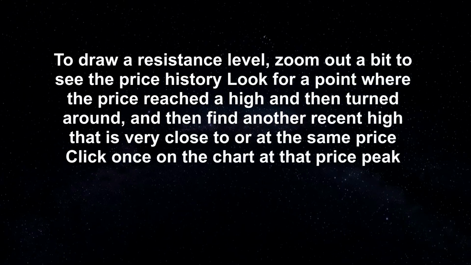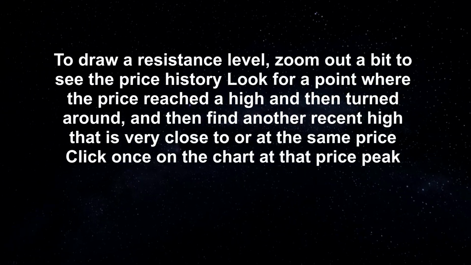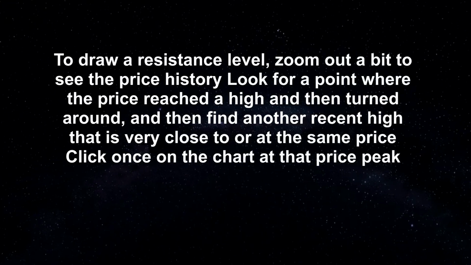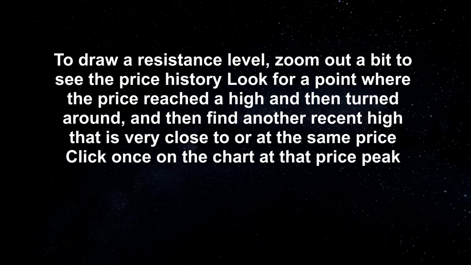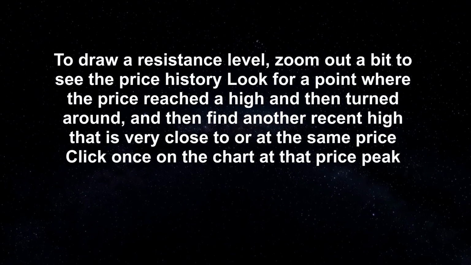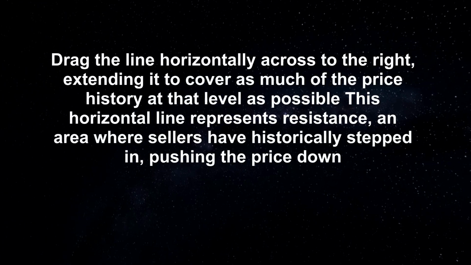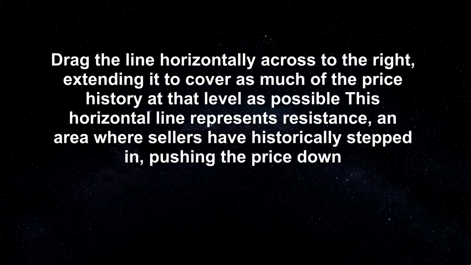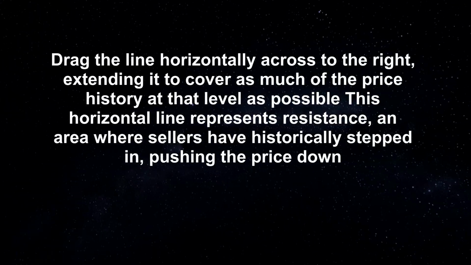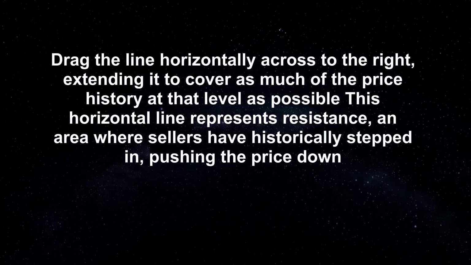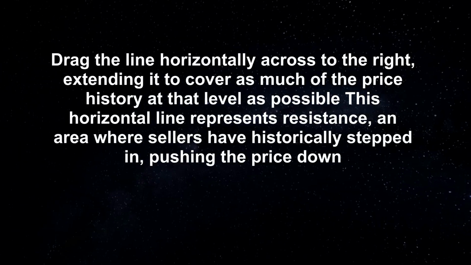Look for a point where the price reached a high and then turned around. And then find another recent high that is very close to or at the same price. Click once on the chart at that price peak. Drag the line horizontally across to the right, extending it to cover as much of the price history at that level as possible. This horizontal line represents resistance, an area where sellers have historically stepped in, pushing the price down.